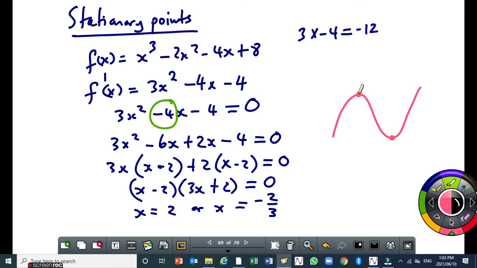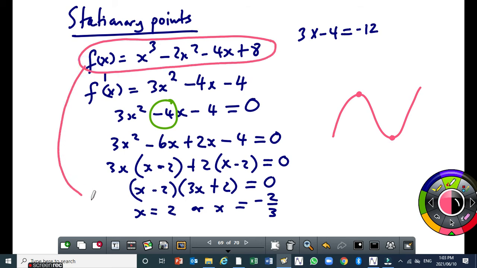So I have to substitute these two into the original function, this one here. I need to substitute both values here. So these two must be substituted back into the original to get the corresponding y value. So that's what I'm going to do on the next page. You following? Right? So on the next page, that's what I'm going to do.